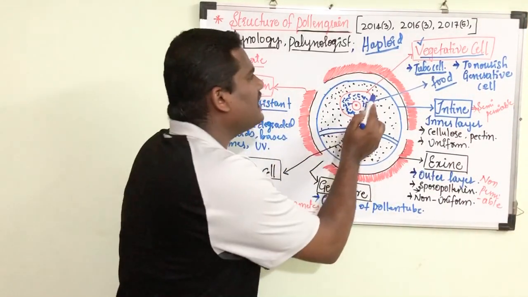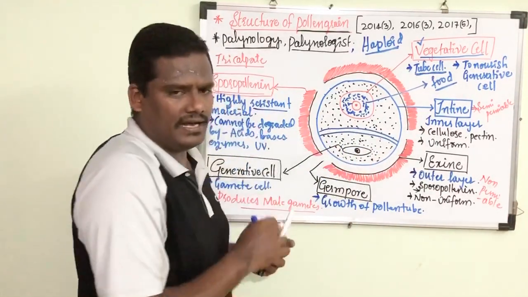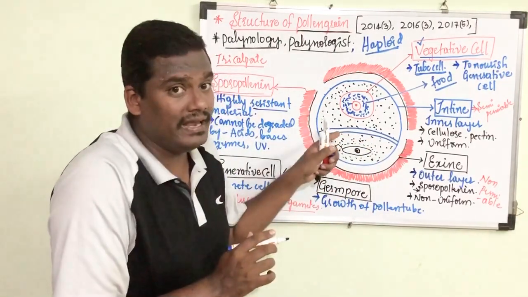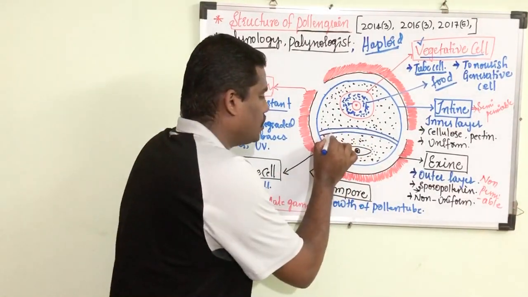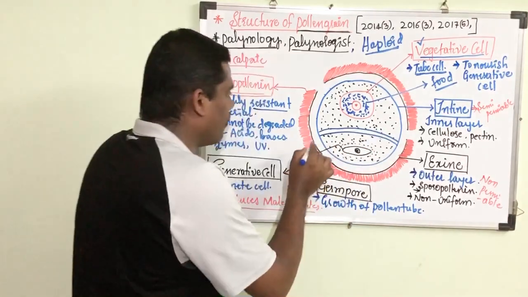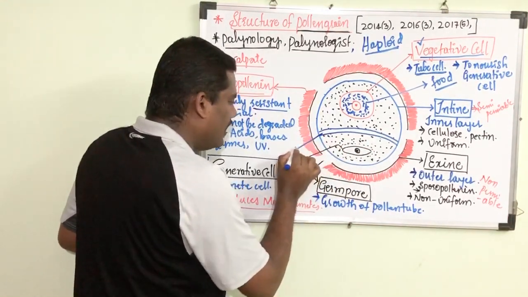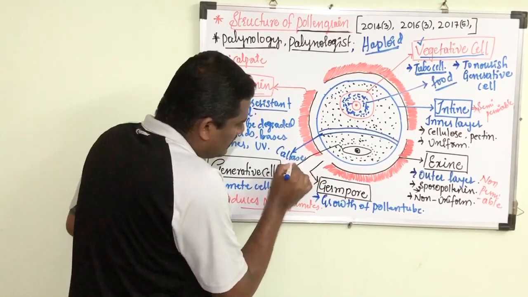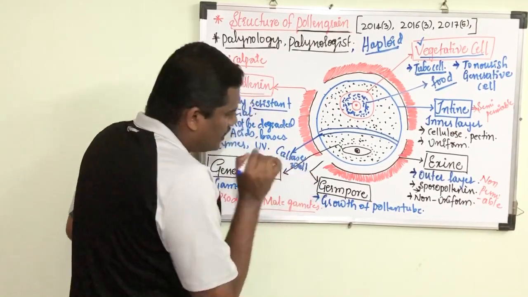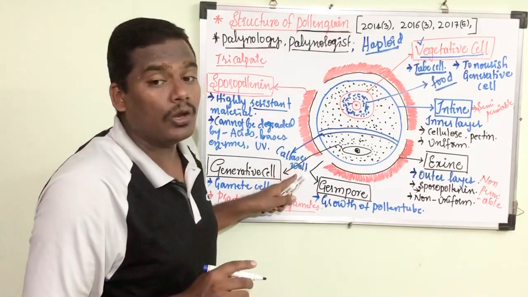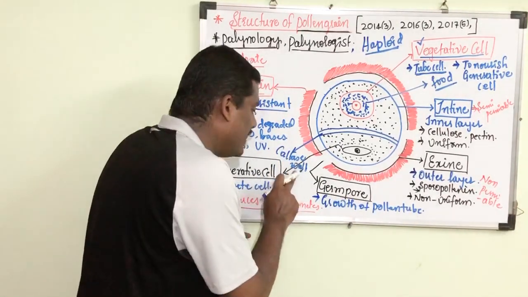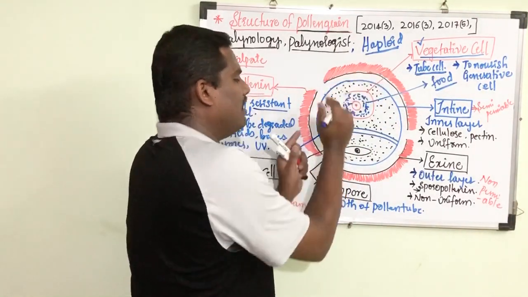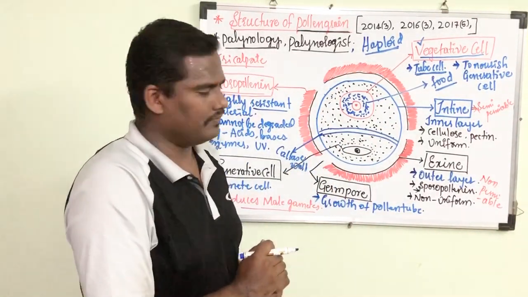Now to separate the vegetative cell from the generative cell, there is a thin layer of wall. It is a bilayered wall because there are two layers of wall. This wall is called the callose wall, which is made up of a substance callose. Callose makes the wall that separates the vegetative cell from the generative cell.